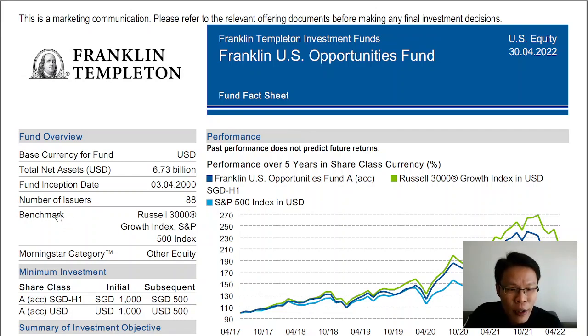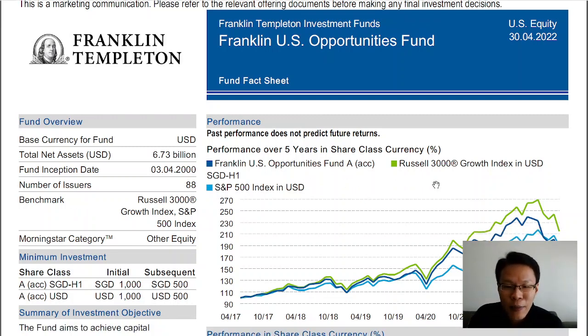Below here you can see the word benchmark. The benchmark for this fund is using the Russell 3000 Growth Index and also our famous S&P 500 Index. So let's move along to the right side, where let me explain a bit more in detail on what is the use of the benchmark in a mutual fund.